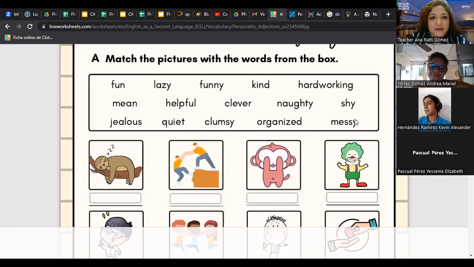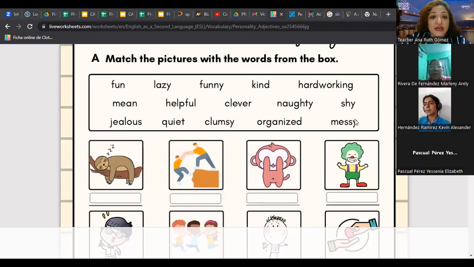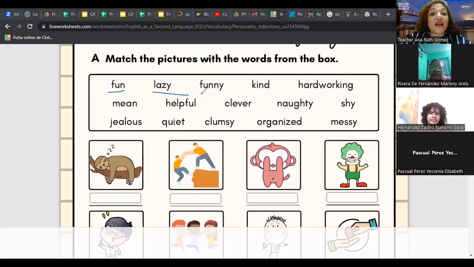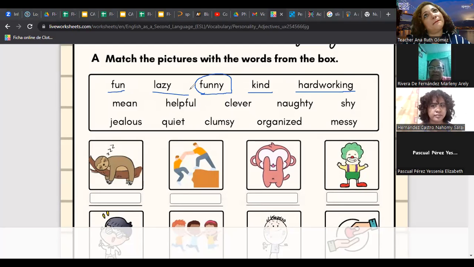Vamos a chequear este significado primero, all right? Fun, all right? Es divertido. Fun, all right? Lazy. Lazy, all right? Funny. All right? And kind. Which is amable, kind, all right. Hardworking. What's the meaning of hardworking? Trabajador. Trabajador or trabajadora.